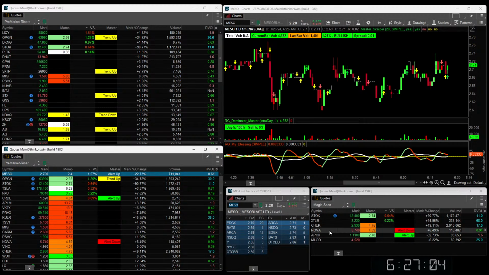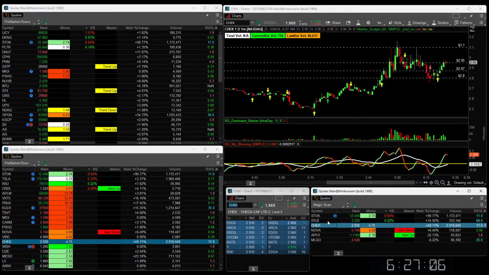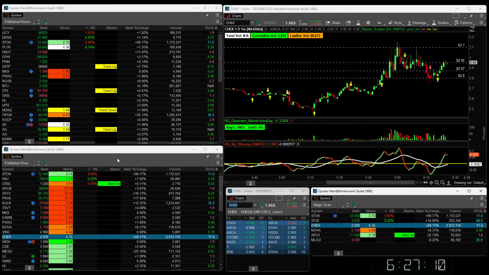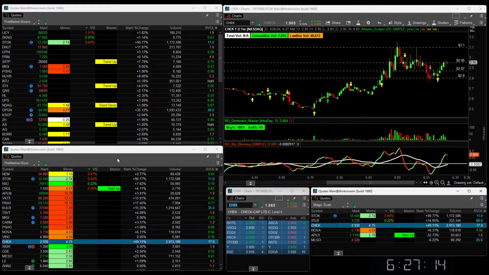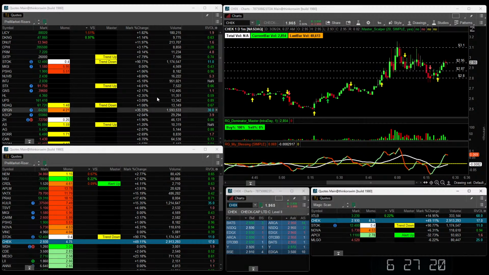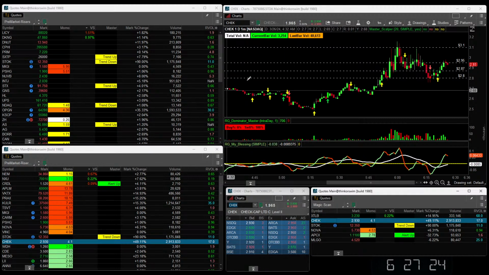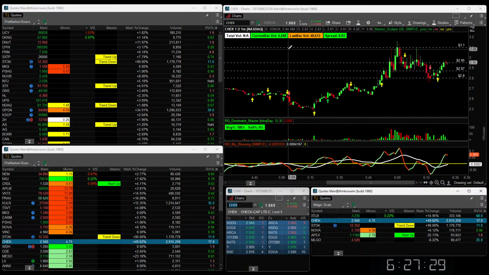CHEK. All I got to do is jump over to Magic Scan. It's sitting there. No volume spike though. Volume is dead. That's why I say watch this current bar volume. If it's not moving, we can't make a play on it.